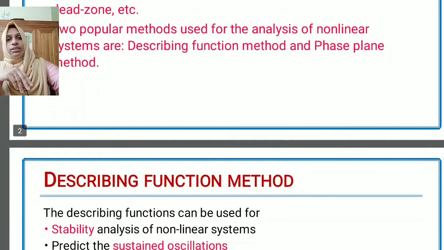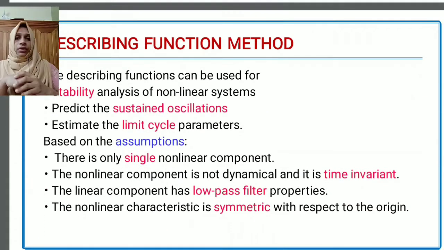So first one, describing function method. We use this describing function method for the analysis of nonlinear system. That is, whether the nonlinear system is stable or not, whether the nonlinear system exhibits limit cycle or not. We know what is a limit cycle. It is a characteristic of a nonlinear system. Limit cycle is oscillation with a fixed amplitude and frequency. So, by using describing function method, we can analyze whether the nonlinear system is stable or not, and whether the nonlinear system exhibits limit cycle or not.